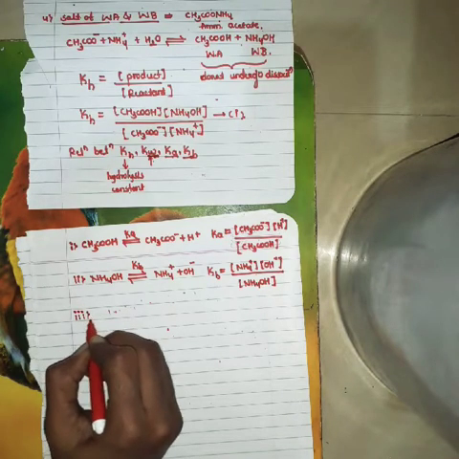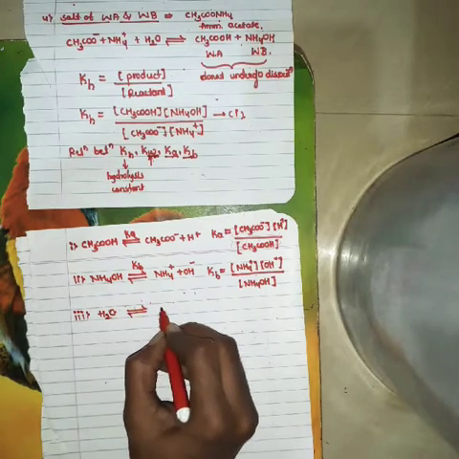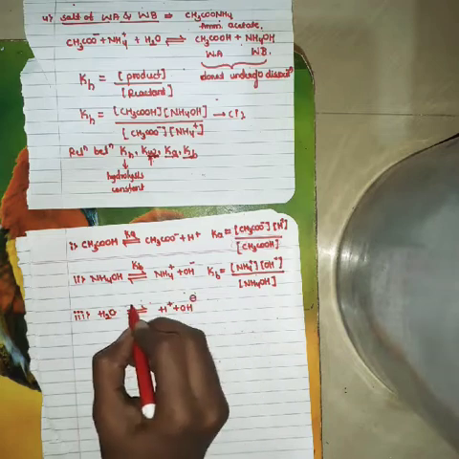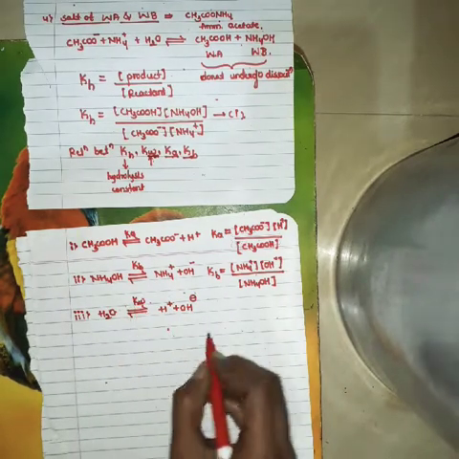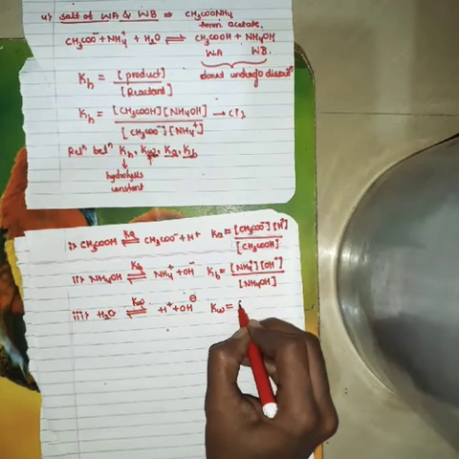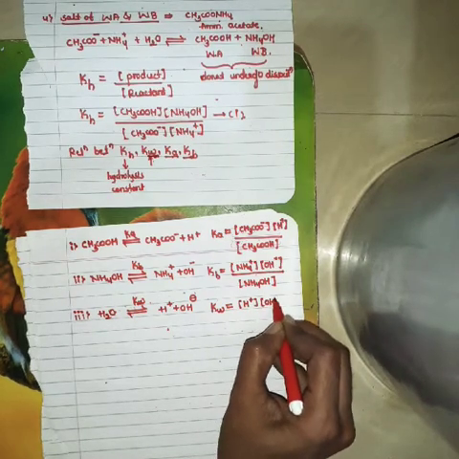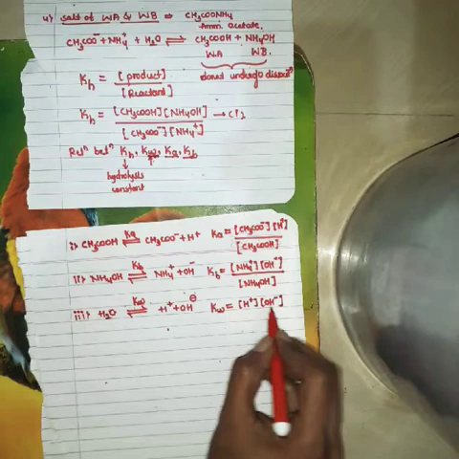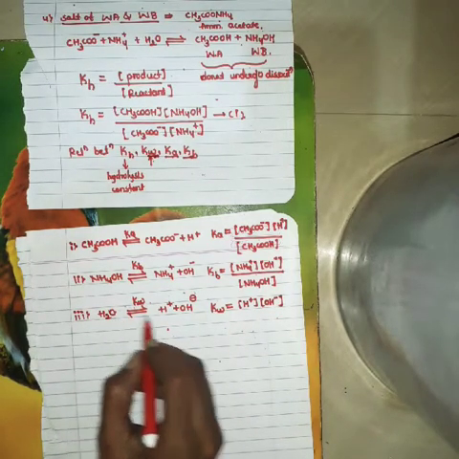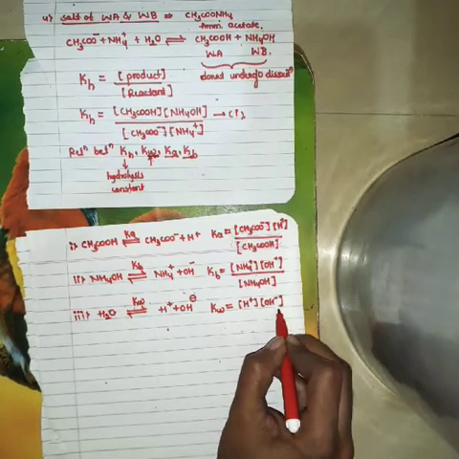Consider the third equilibrium reaction, that is water. Water undergoes dissociation. It will form H plus and OH minus. Kw is called the dissociation constant of water. The dissociation constant of water is the concentration of H plus and concentration of OH minus divided by the concentration of H2O. H2O is a reactant, but the H2O concentration is constant. Therefore, Kw is H plus times OH minus.